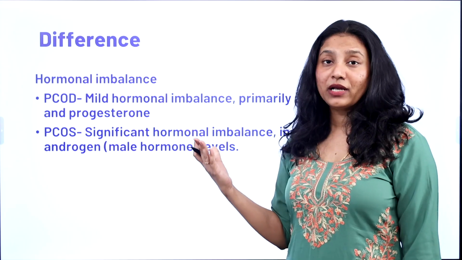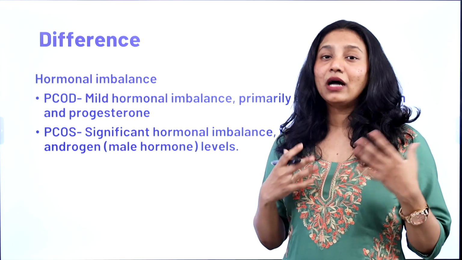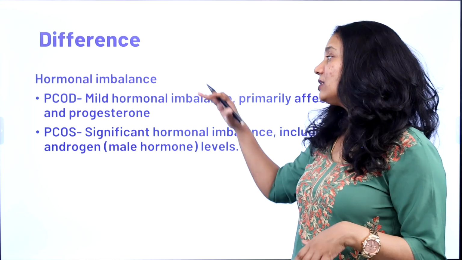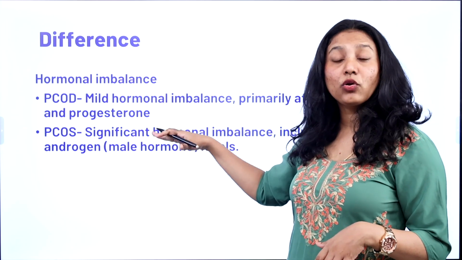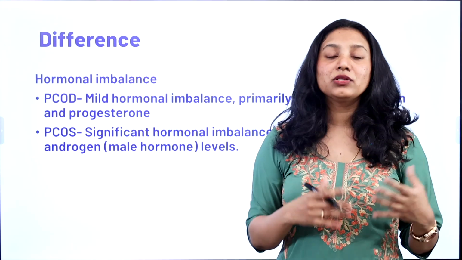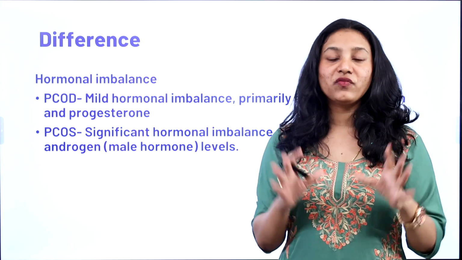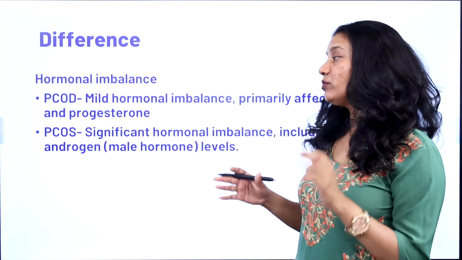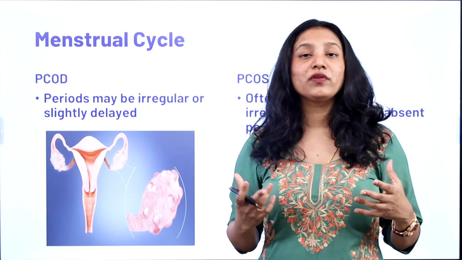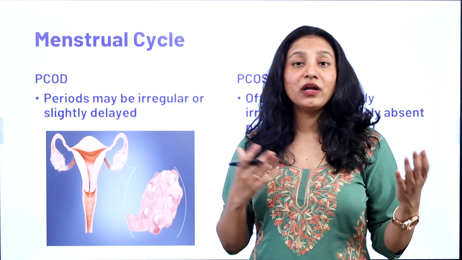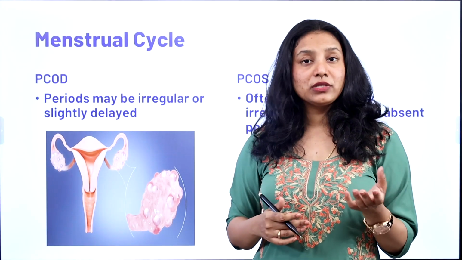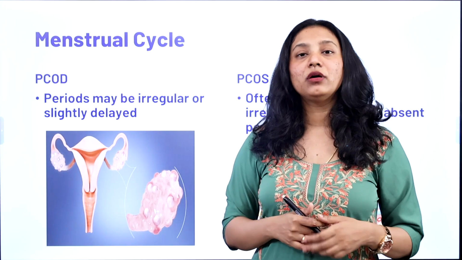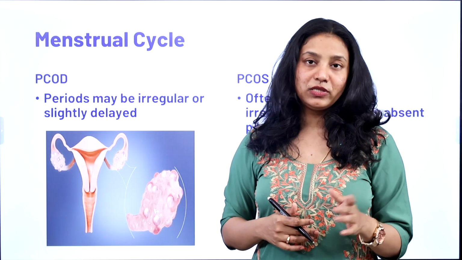In some people we have hyperprolactinemia. So it's hard to remember. How do you differentiate? PCOD has a lot of estrogen and progesterone difference, whereas in PCOS the androgen hormone, that is testosterone, is increased. That is the basic difference that you can use to differentiate between PCOS and PCOD. If you don't know whether you're suffering from PCOS or PCOD, even after seeing this complete video, just get an androgen test done and check your serum level.